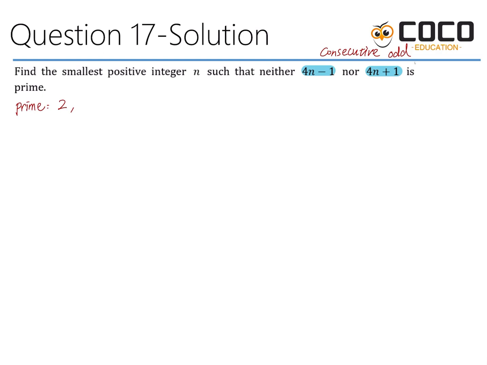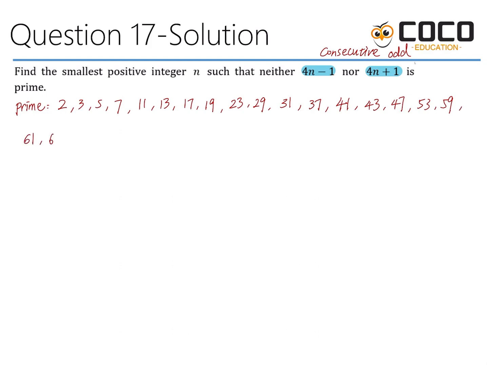Then after that is 3, 5, 7, then 11, 13, 17, 19, 23, 29, 31, 37, 41, 43, 47, 53, 59, 61, 67, 71, 73, 79.